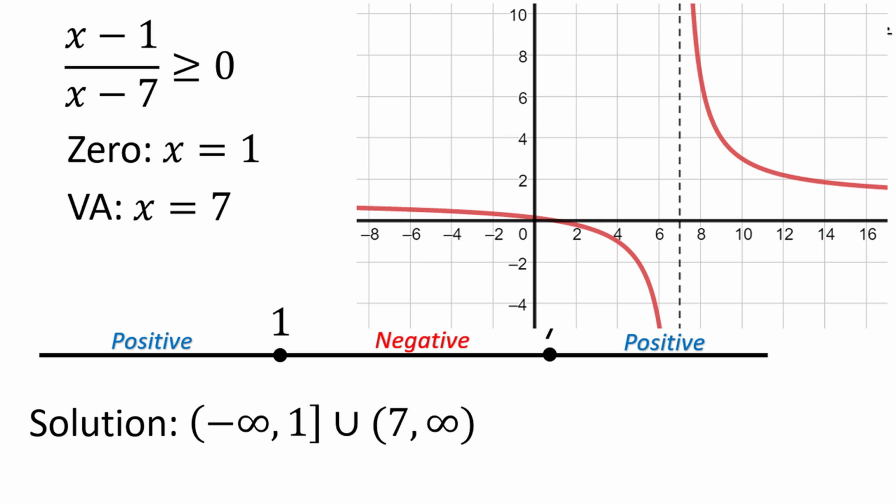Here is the graph of the rational function, y is equal to x minus 1 divided by x minus 7. You can see the 0 at x equals 1 and the vertical asymptote at x equals 7, and that the graph is positive anywhere below x equals 1 and above x equals 7.